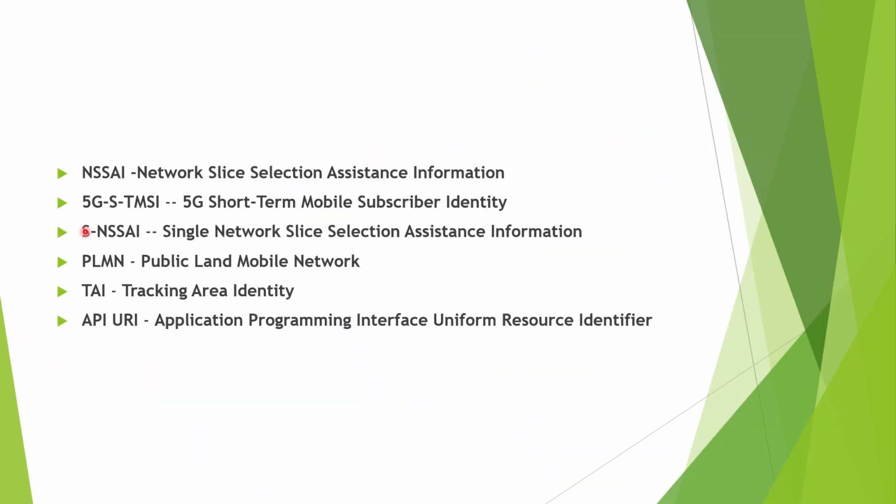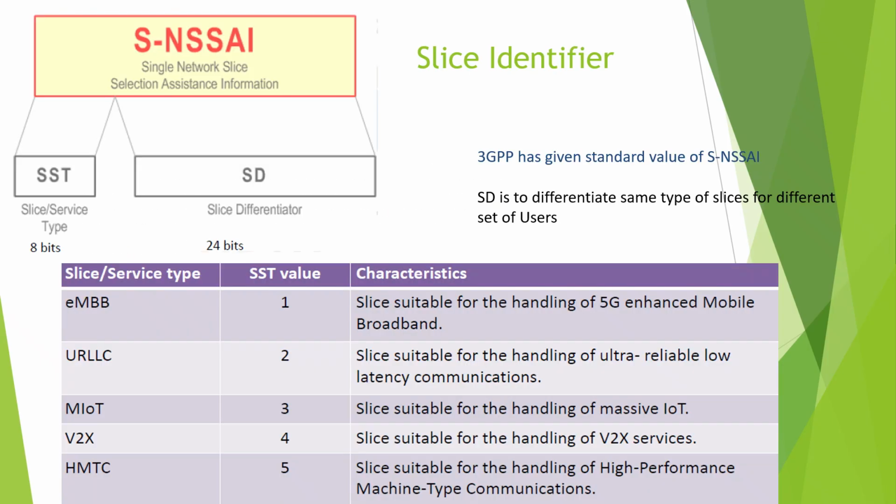So here we have discussed NSSAI, that is Network Slice Selection Assistance Information, and TMSI, the 5G short-term mobile subscriber identity. Through the N2 interface and N22 interface, this information will be shared. And then PLMN, public land mobile network, and tracking area identity, API, application programming interfaces, and uniform resource identifier. These are all the abbreviations we have used in the previous slides.